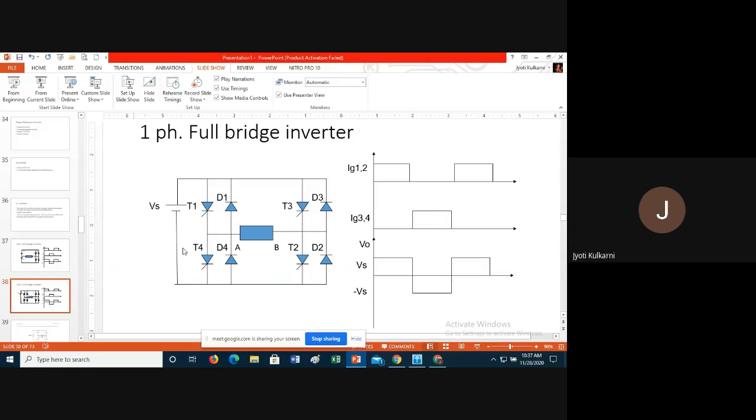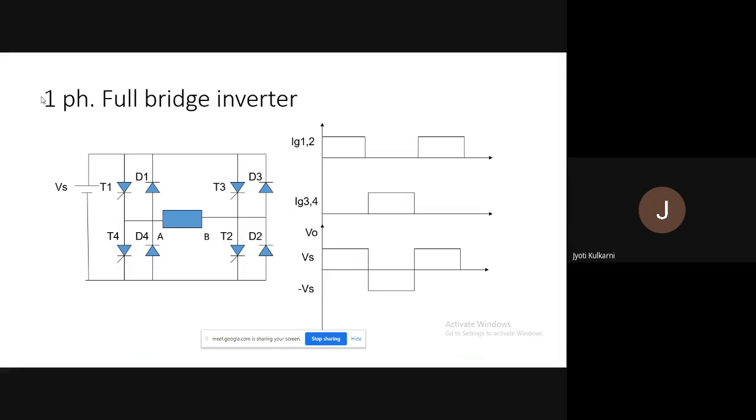Now this is the full bridge inverter. In a full bridge inverter, as I said, the bridge consists of four devices. So here also we have four thyristors: T1, T2, T3 and T4. Along with each thyristor we have one freewheeling diode. T1 is connected in antiparallel with D1, T2 with D2, T3 with D3 and T4 with D4. So this is called a full bridge.